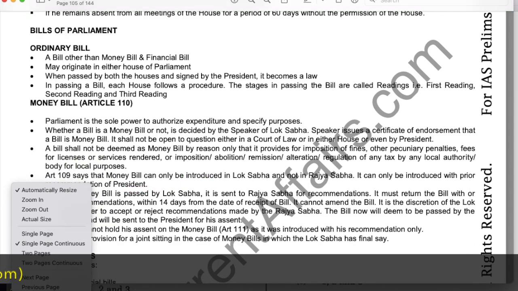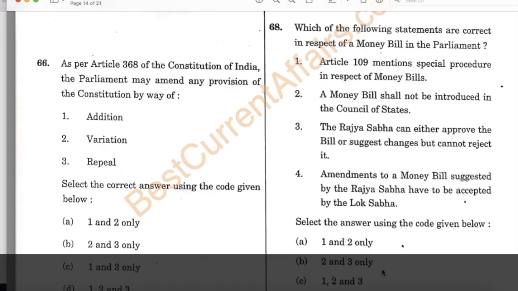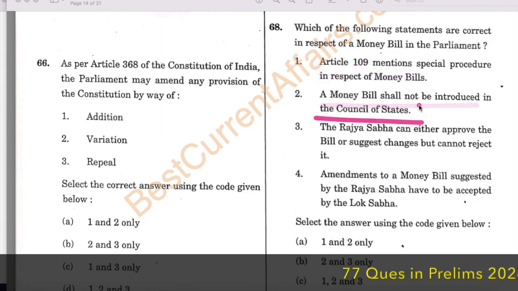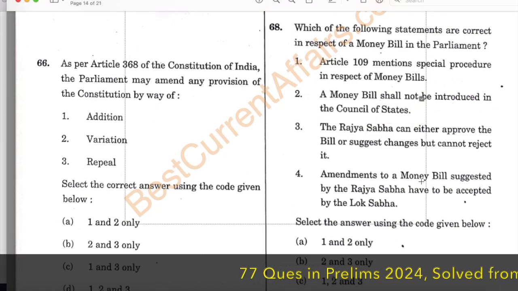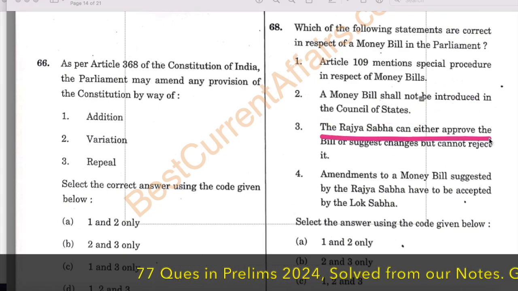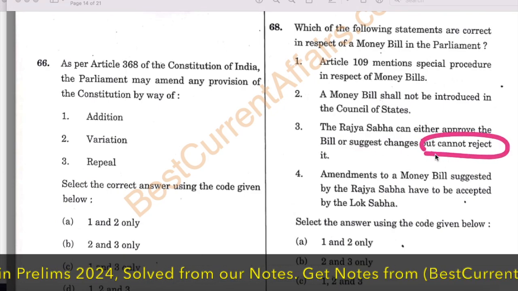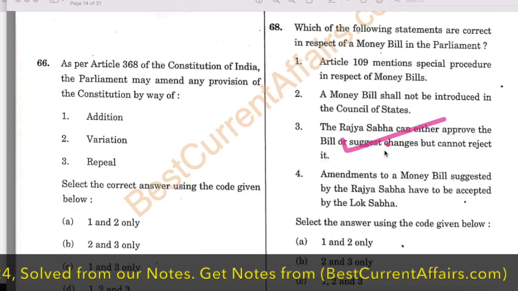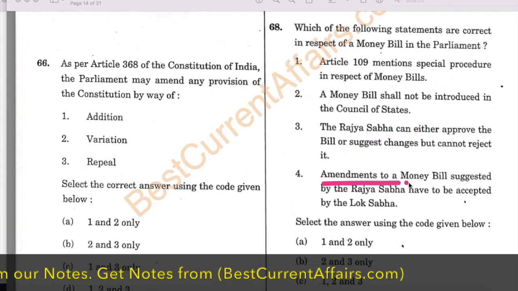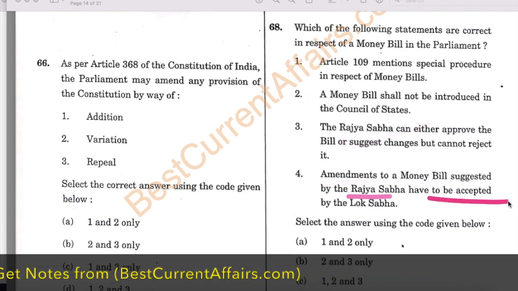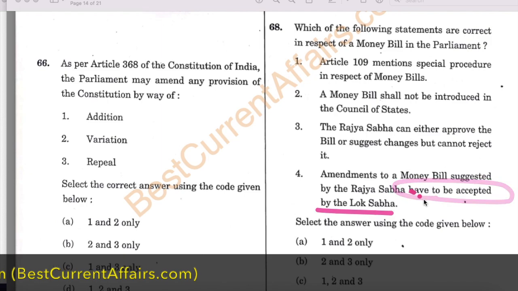So the first 2 lines, that Article 109 mentions special procedure in respect of money bills, it is correct, and the money bill shall not be introduced in the Council of States, it is also correct. Now take the third statement, that Rajya Sabha can either approve the bill or suggest changes, but it cannot reject it. It is also correct. And the fourth statement is that amendment to a money bill suggested by Rajya Sabha have to be accepted by the Lok Sabha. It is wrong.